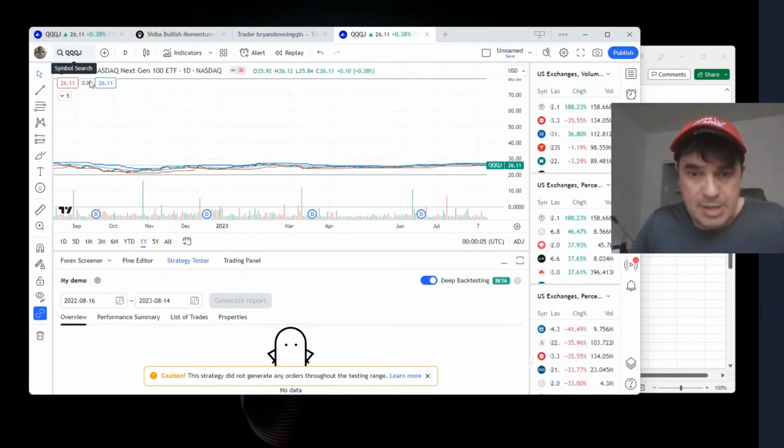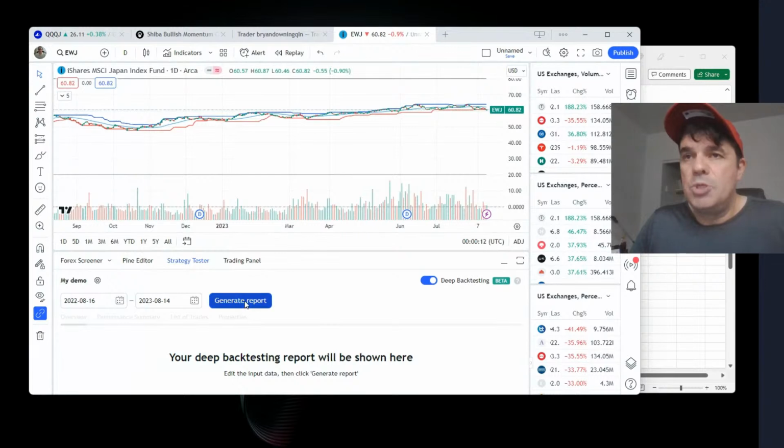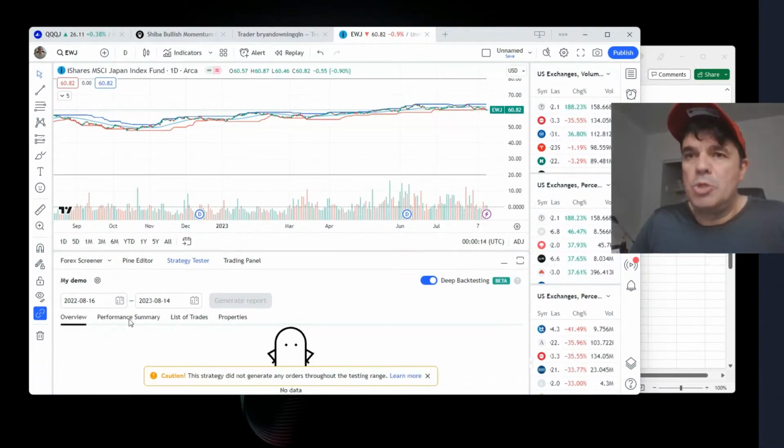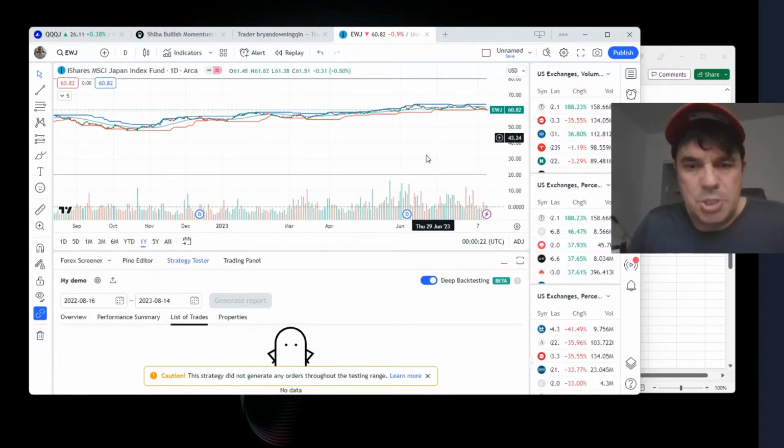QQQJ. Yeah, we tried that. EWJ. I think I tried that just a minute ago, but I'll do that anyways. Generate report. No trades there as well. That's because you can clearly see that it's very range bound, so you're not going to get any trades by the looks of it.